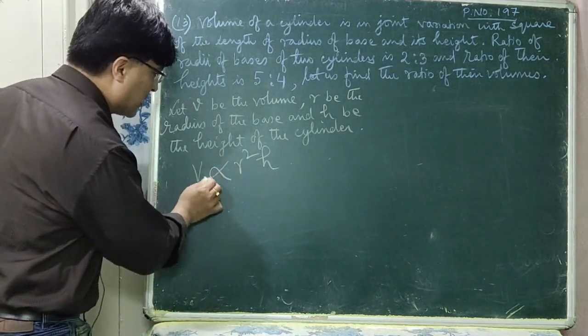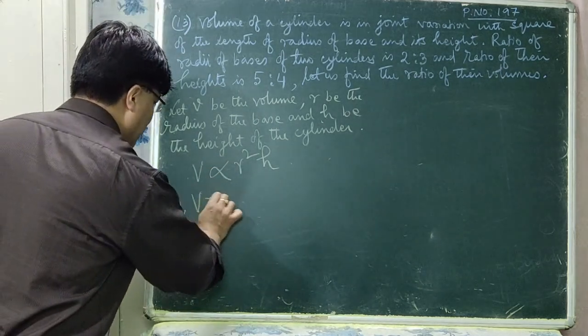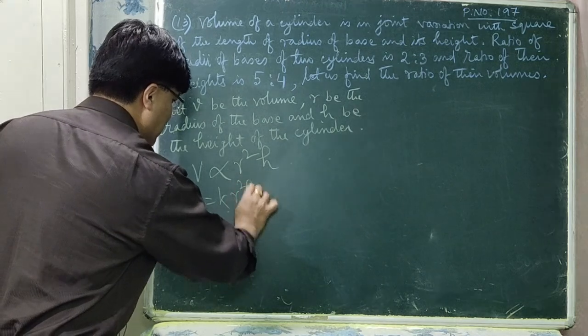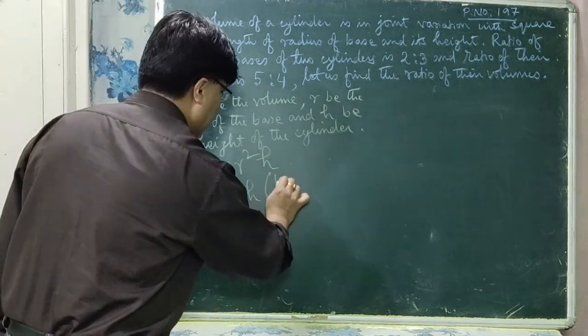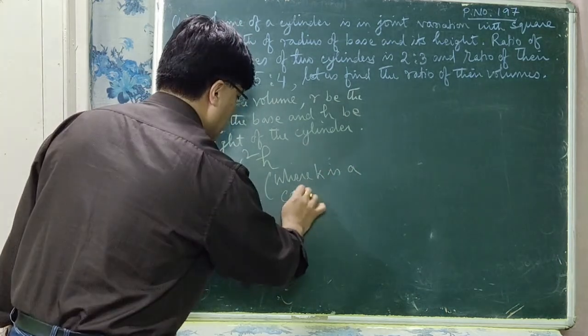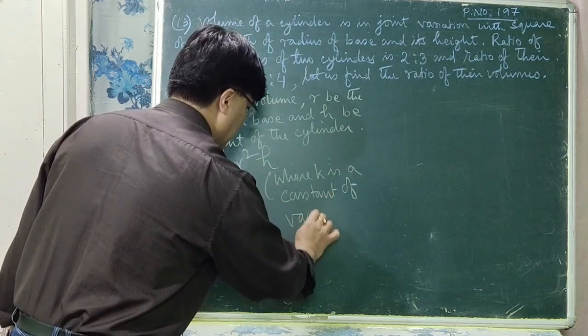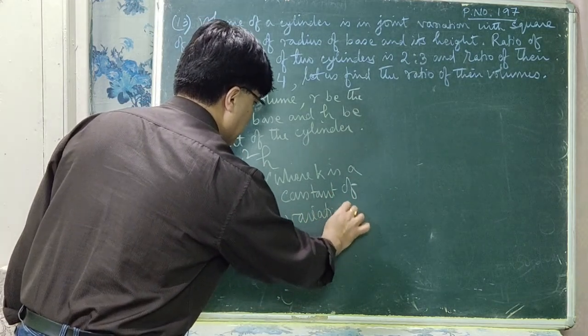Now the proportional sign, what do we put in its place? We put the equals sign. Or V is equal to K into R square H, where K is a constant of variation.